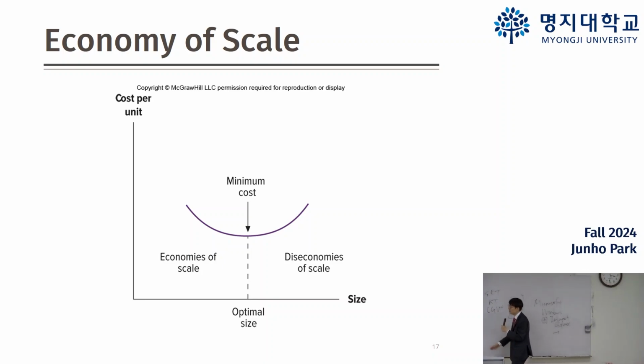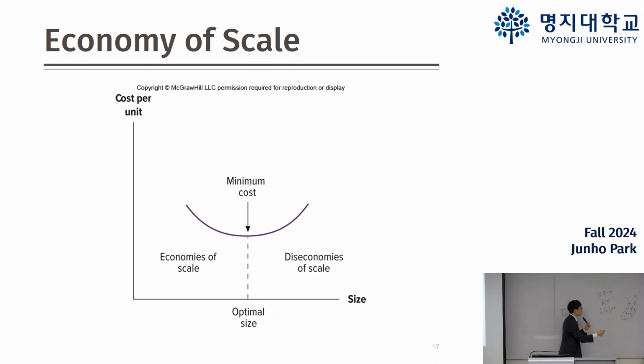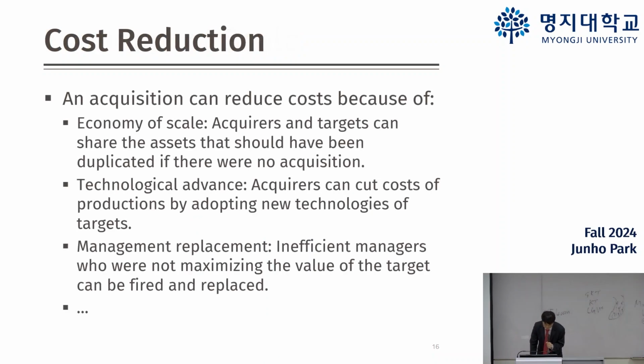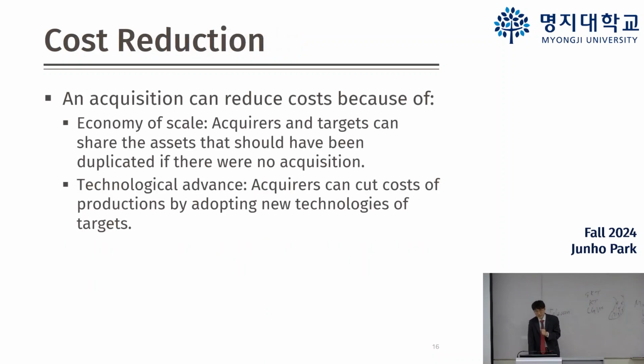So therefore, there is an economy of scale. If these companies were merged into a single entity, they wouldn't have to spend such huge money on their operations. So therefore, we can save some cost. So this is what the economy of scale means. And second, technological advance.